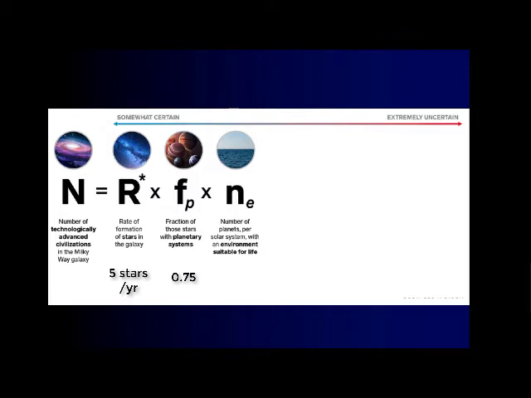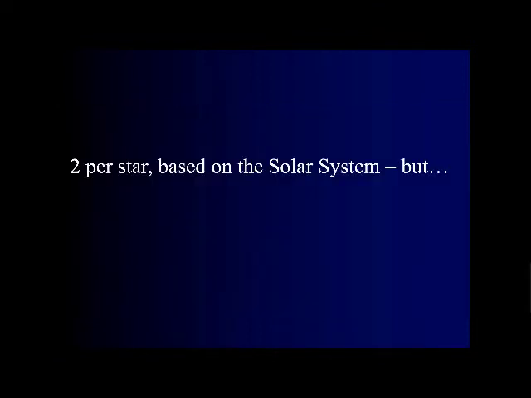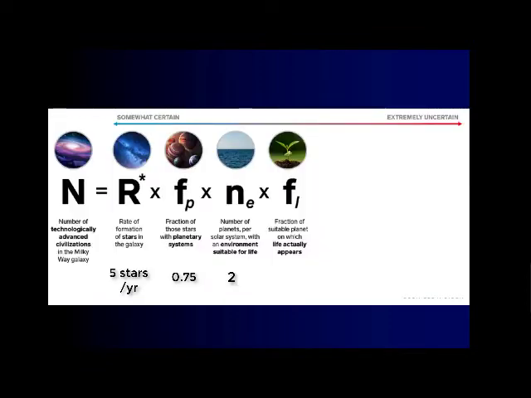Our next element, n sub e, is the number of planets per solar system with an environment suitable for life. Our discoveries of the Goldilocks zone revealed that, conservatively, you could consider our star having 2 planets. Just as a reminder, we discussed the fact that just because you're in the habitable zone does not guarantee that you're going to have life, or that it will develop into intelligence. Our next term, f sub l, is the fraction of suitable planets on which life actually appears. That means, of those planets in the habitable zone, on how many will life actually appear?